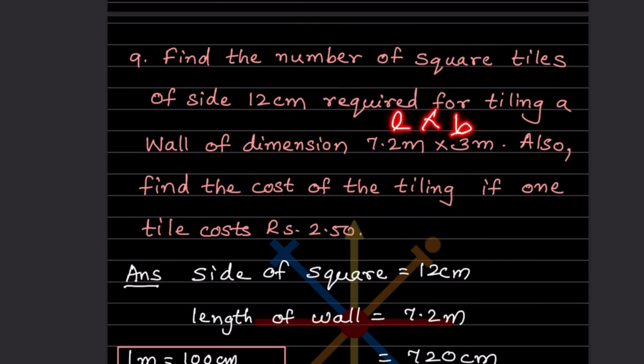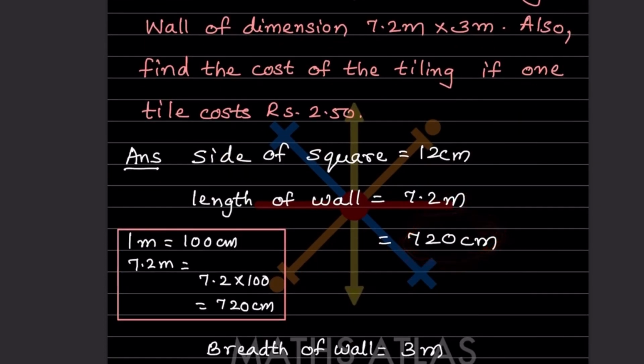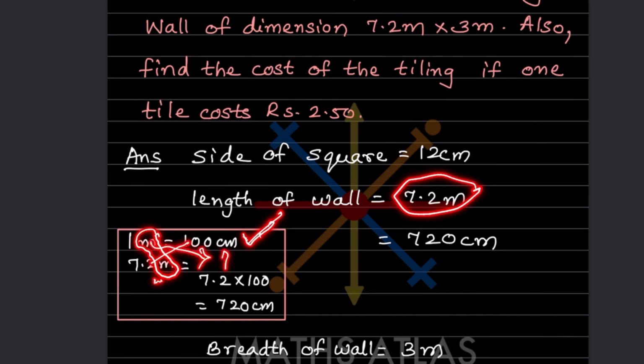The dimensions are given. Length of wall is in meter, and this is in centimeter, so let us convert meter to centimeter. I will show you over here, this is the rough one. Now you know 1 meter is 100 centimeter. This is the standard what everybody should know. So we want 7.2 meter, that is going to be 7.2 into 100 divided by 1. Usually we don't write that 1. When you multiply this, you will get 720 centimeter.